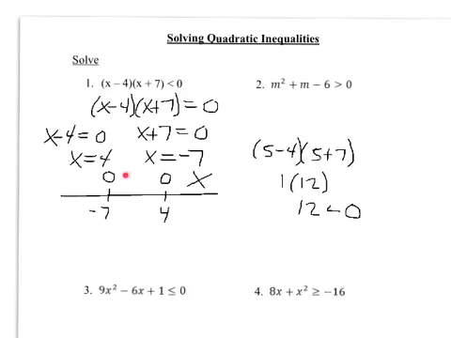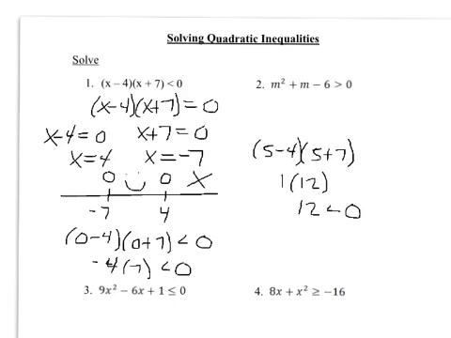What about numbers in between here? Well, I can take a look at values like 0 and plug that in up here. So for instance, I can plug in 0 minus 4 times 0 plus 7, less than 0. Well, that's negative 4 times 7, which is negative 28. So does that work? Yes. So that means these values here are good. We want to use those.